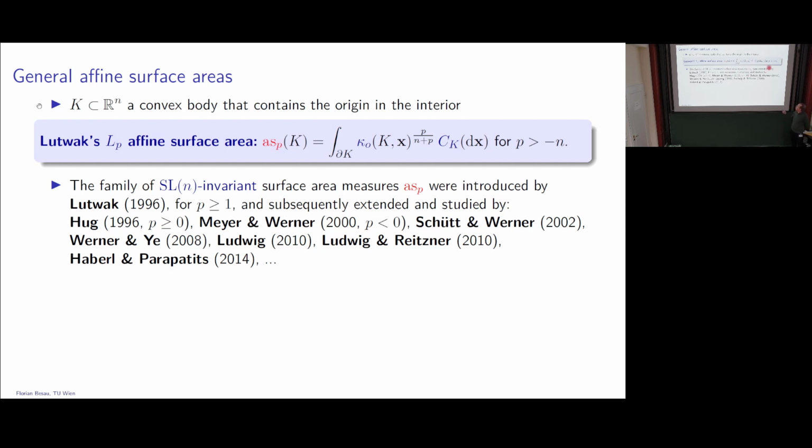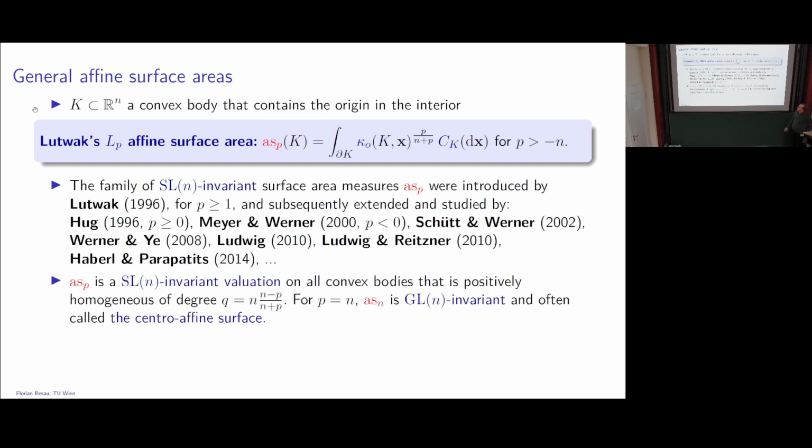Essentially, you can define them for all p not equal to minus n, but I prefer to write here p bigger than minus n, so that this quantity is semi-continuous, and when you want to have p less than minus n, you should define it slightly differently so that you have at least lower semi-continuity.